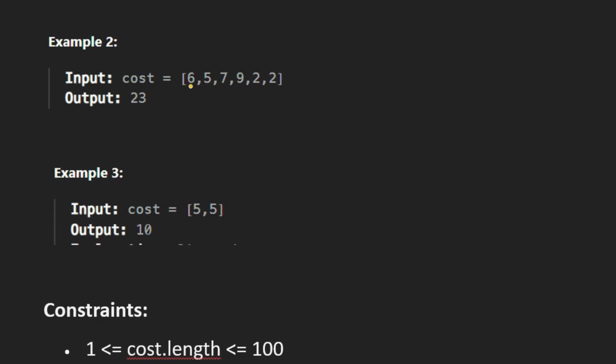Let's see the second example. In the second example, the costs of the candies in the shop are these. Suppose we buy two candies of rupees 7 and 9, then we can get one candy free whose cost is less than or equal to 7. So which one should we take? We should take 6, because that will be beneficial for us to minimize the overall cost. So we have bought these two candies and then we get 6 for free.